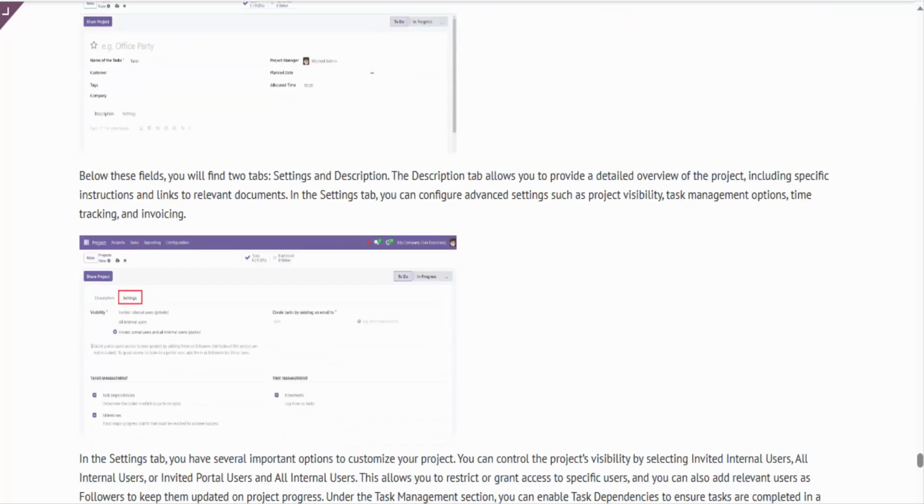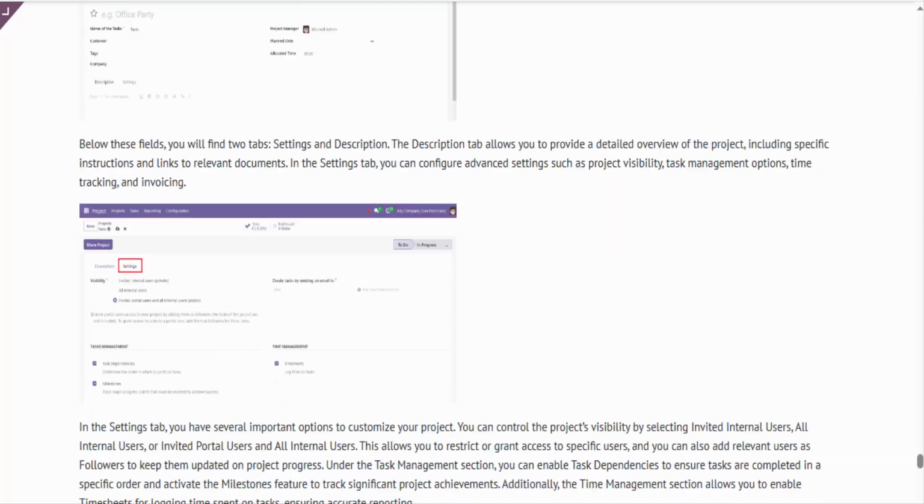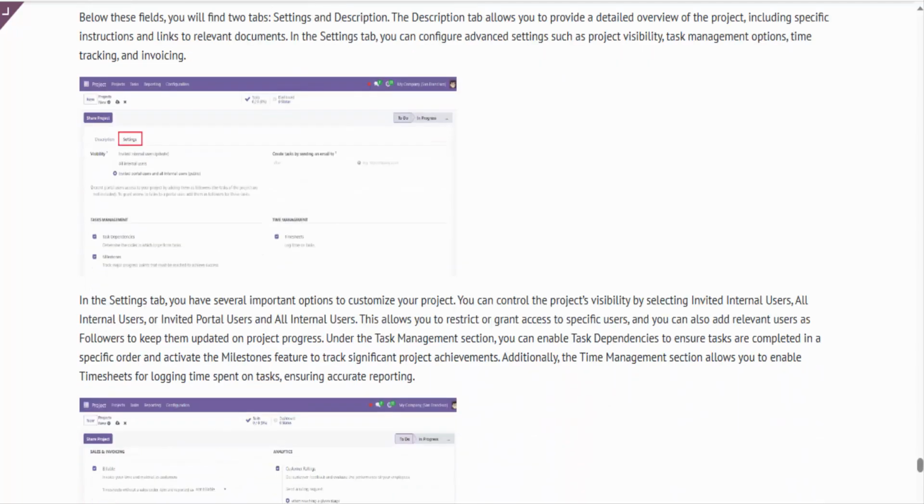Below these fields, you will find two tabs, Settings and Description. The Description tab allows you to provide a detailed overview of the project, including specific instructions and links to relevant documents. In the Settings tab, you can configure advanced settings such as project visibility, task management options, time tracking, and invoicing. In the Settings tab, you have several important options to customize your project.